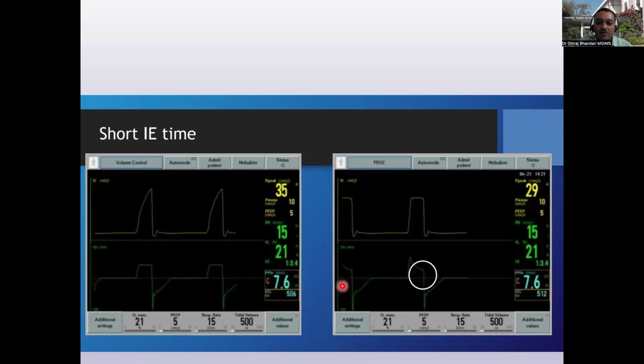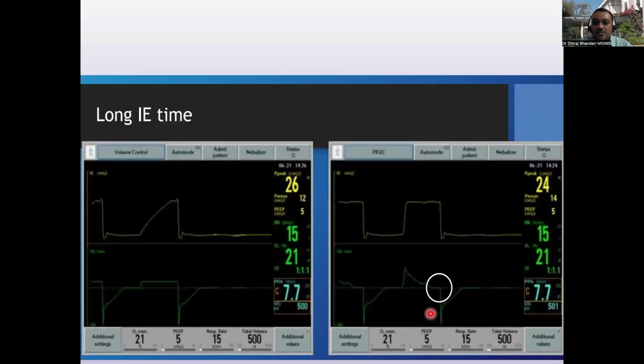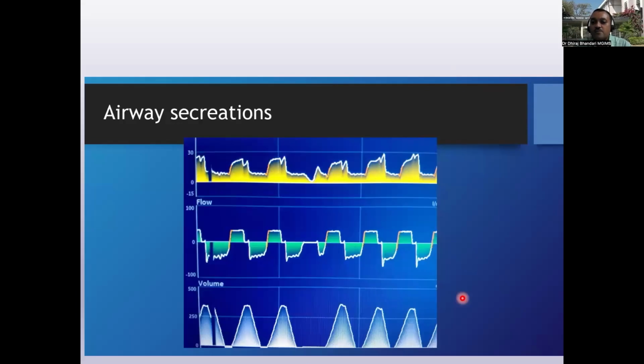Now again, I talked about short I time and long I time. Here you can see my inspiration was not completed, but before that only my inspiration started. So I'll need to increase my inspiration time. Now here you can see that I have a lot of inspiratory time. So probably if I needed, I can cut down my inspiration time. Again, this is something which is very nicely depicted by a flow time scalar. Short inspiratory time, long inspiratory time.